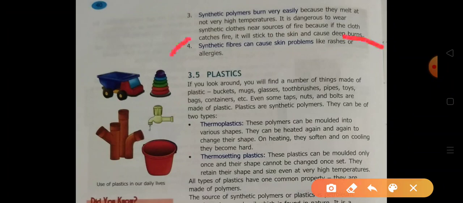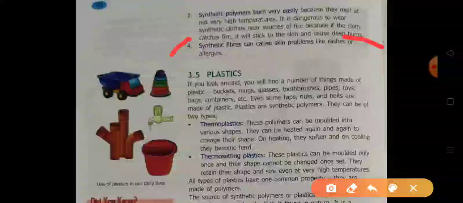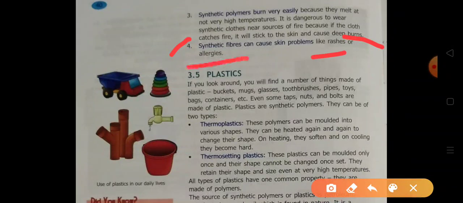Next, synthetic fiber can cause skin problems because it is uncomfortable, so it may cause rashes or allergies also, as it is made up of chemicals.